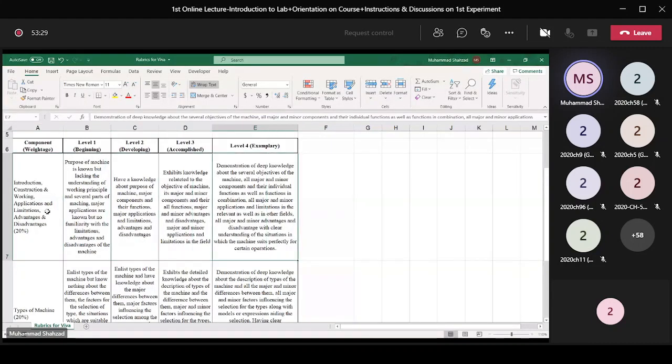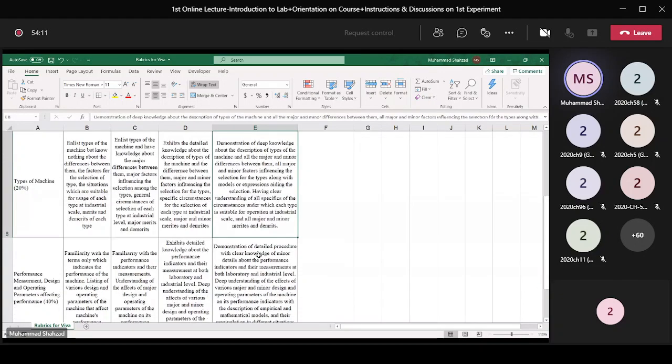The different levels. This is the maximum level, where some student is demonstrating deep knowledge about the several objectives of the machine, all major and minor components and their individual functions as well as functions in combination, all major and minor applications and limitations in relevant as well as in other fields, all major and minor advantages and disadvantages with clear understanding of the situations in which the machine suits perfectly for certain operations. If some student knows all and provides all the information during the Viva related to all those machines, then that student will get the maximum mark, 4 out of 4.